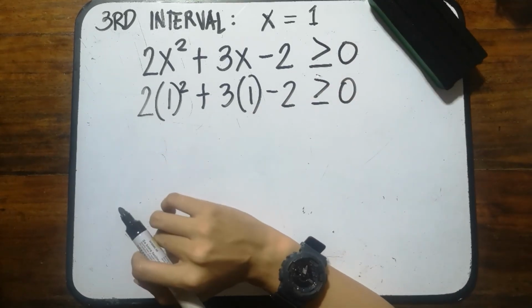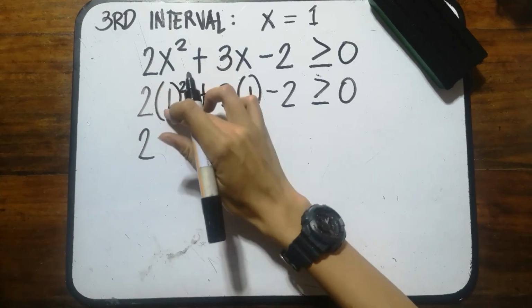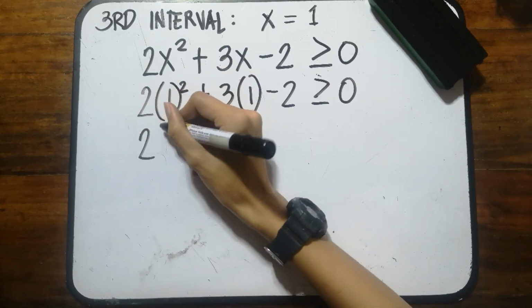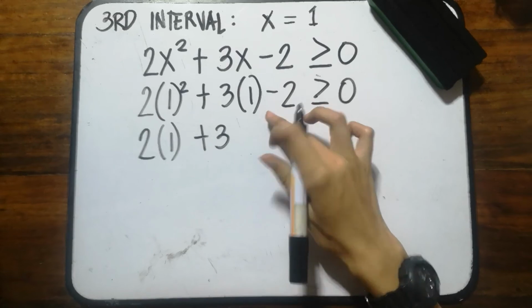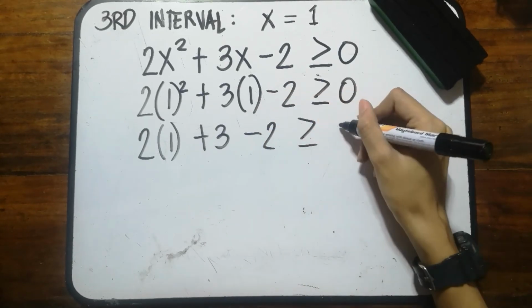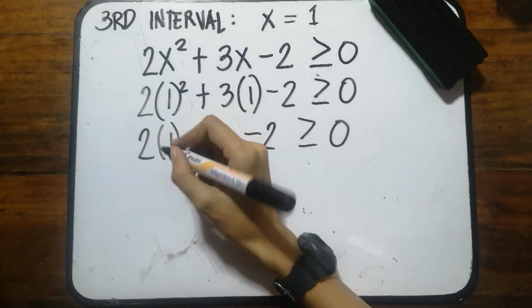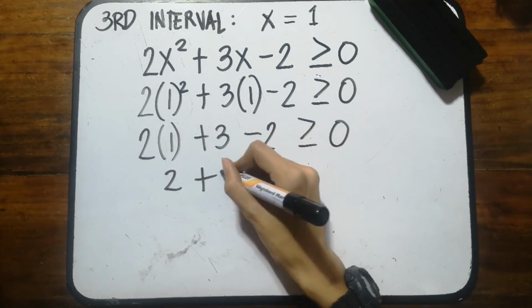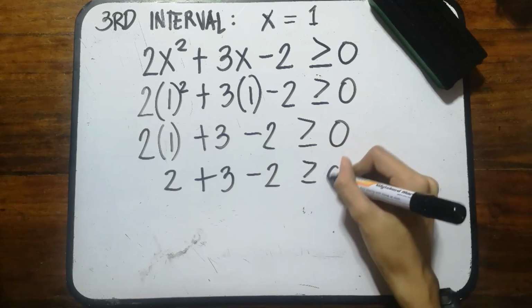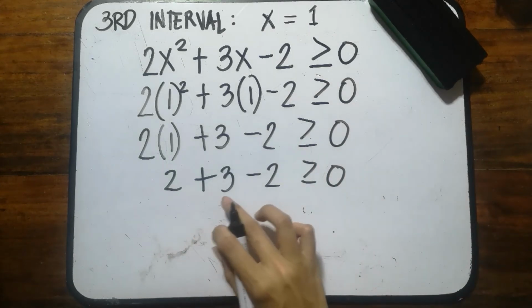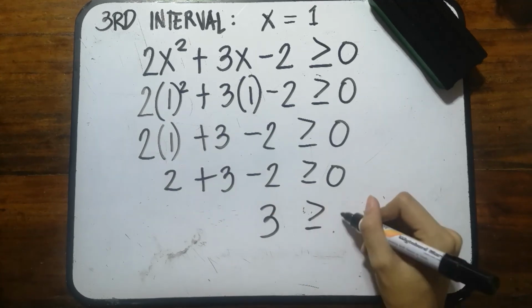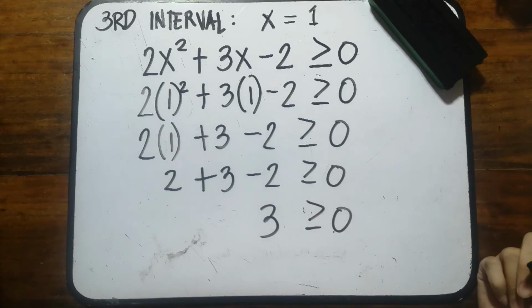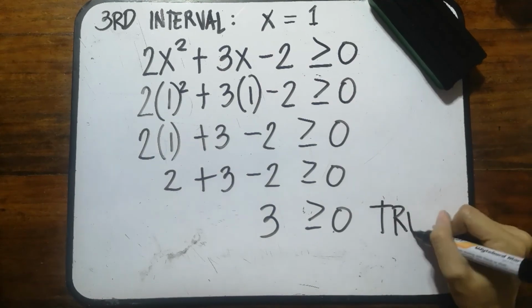Perform the indicated operations. 1 squared is 1 times 1, that gives us 1. 3 times 1 gives us 3, minus 2 greater than or equal to 0. 2 times 1, that is 2, plus 3 minus 2 greater than or equal to 0. Simplify. 2 plus 3, that is 5, minus 2, that is 3, greater than or equal to 0, which satisfies our inequality. That means it is true.